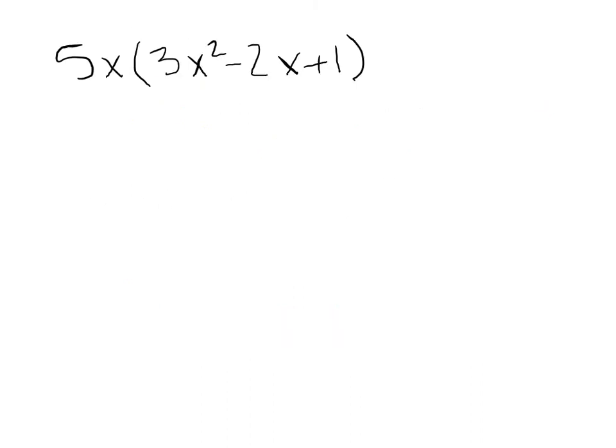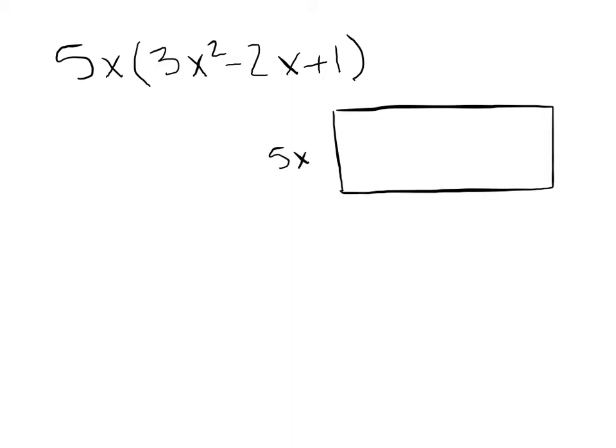So what if we had three things inside the parentheses? We can still use an area model for this. This rectangle would actually have three parts to it though. We would have 5x on one side, and then our rectangle would need to be split into 3 parts. 3x squared represents 1, 2x represents another, and 1 represents the last one. Using the area model, just find the area of all 3 rectangles.